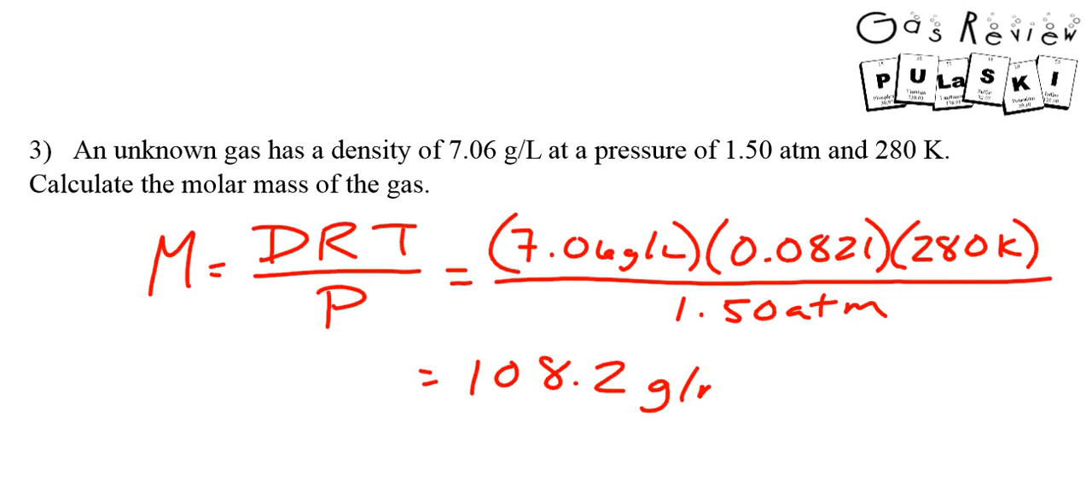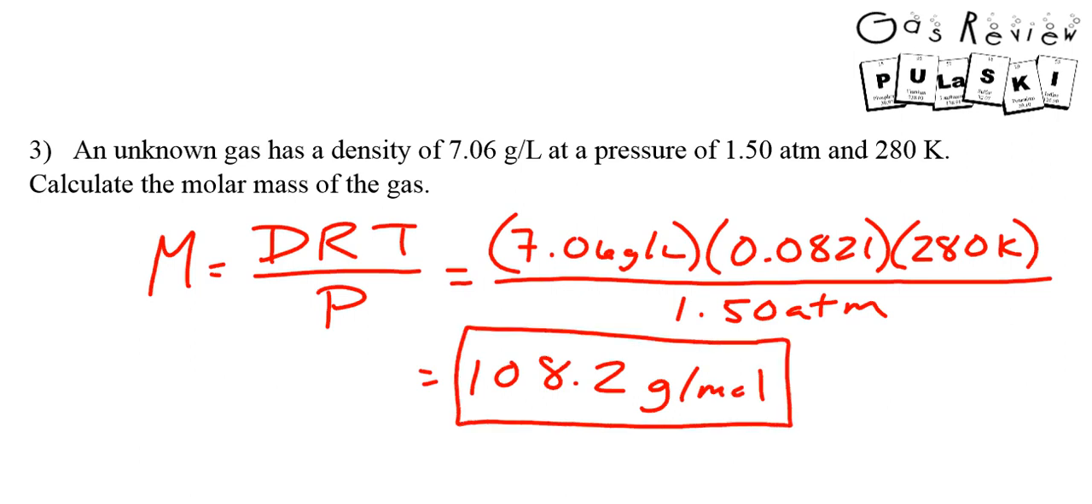So I hope that you wrote grams per mole. Molar mass is grams per mole. If you just wrote grams, you will get docked. Not a lot, but you will. So please don't make that mistake. That one isn't overly complicated, but it still matters.